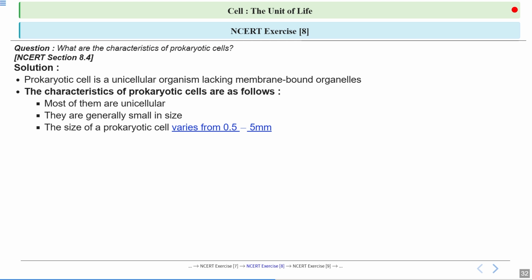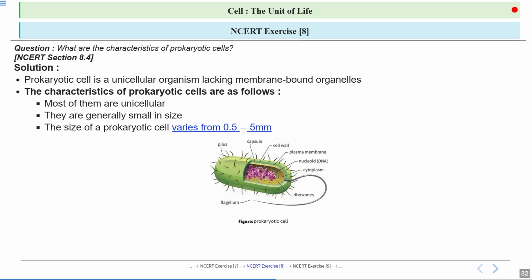Prokaryotic cell, what is the size? It varies from 0.5 to 5 millimeter. So milli is 10 raised to minus 3. This is an image showing you a prokaryotic cell. They have 70S ribosomes. They have flagella as well, which provides them motility. They have a nucleoid where the DNA is present.